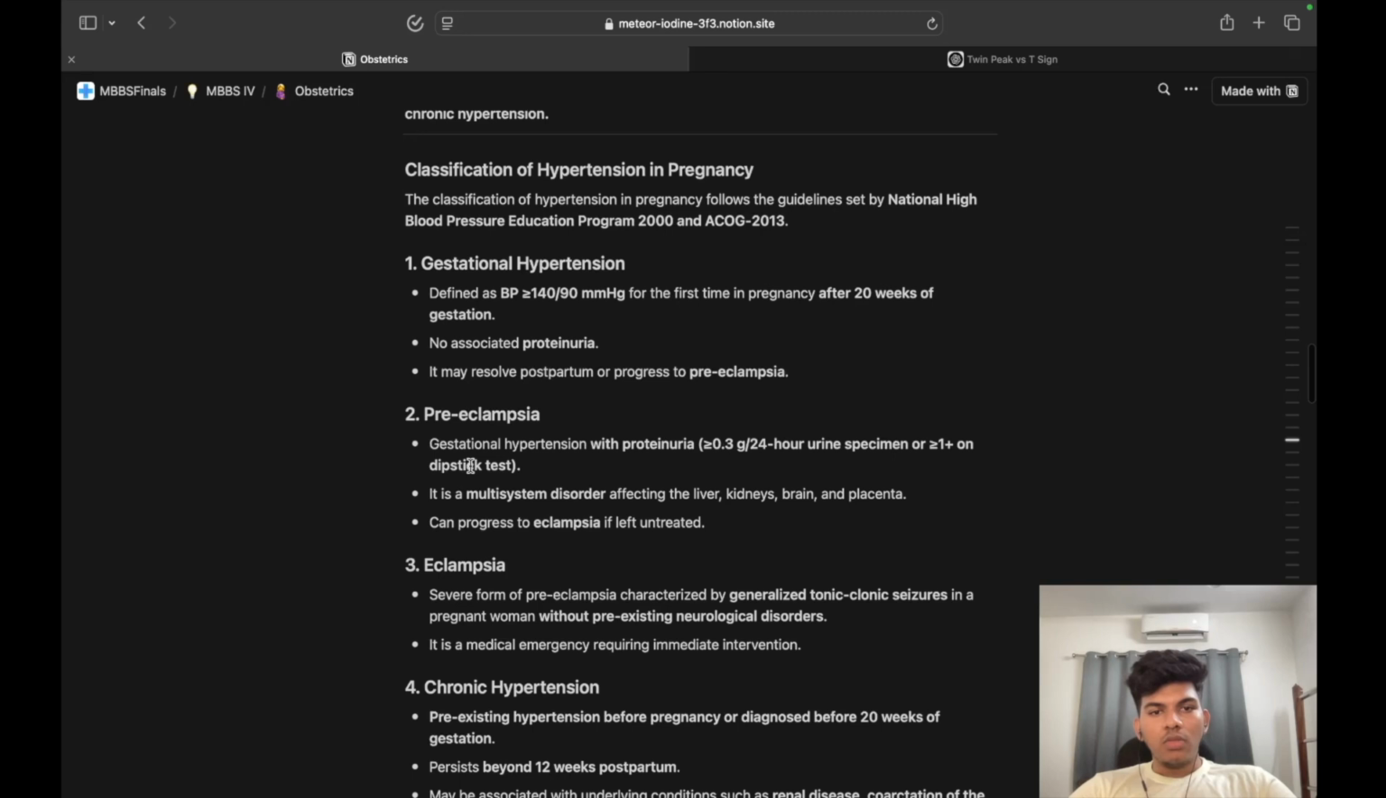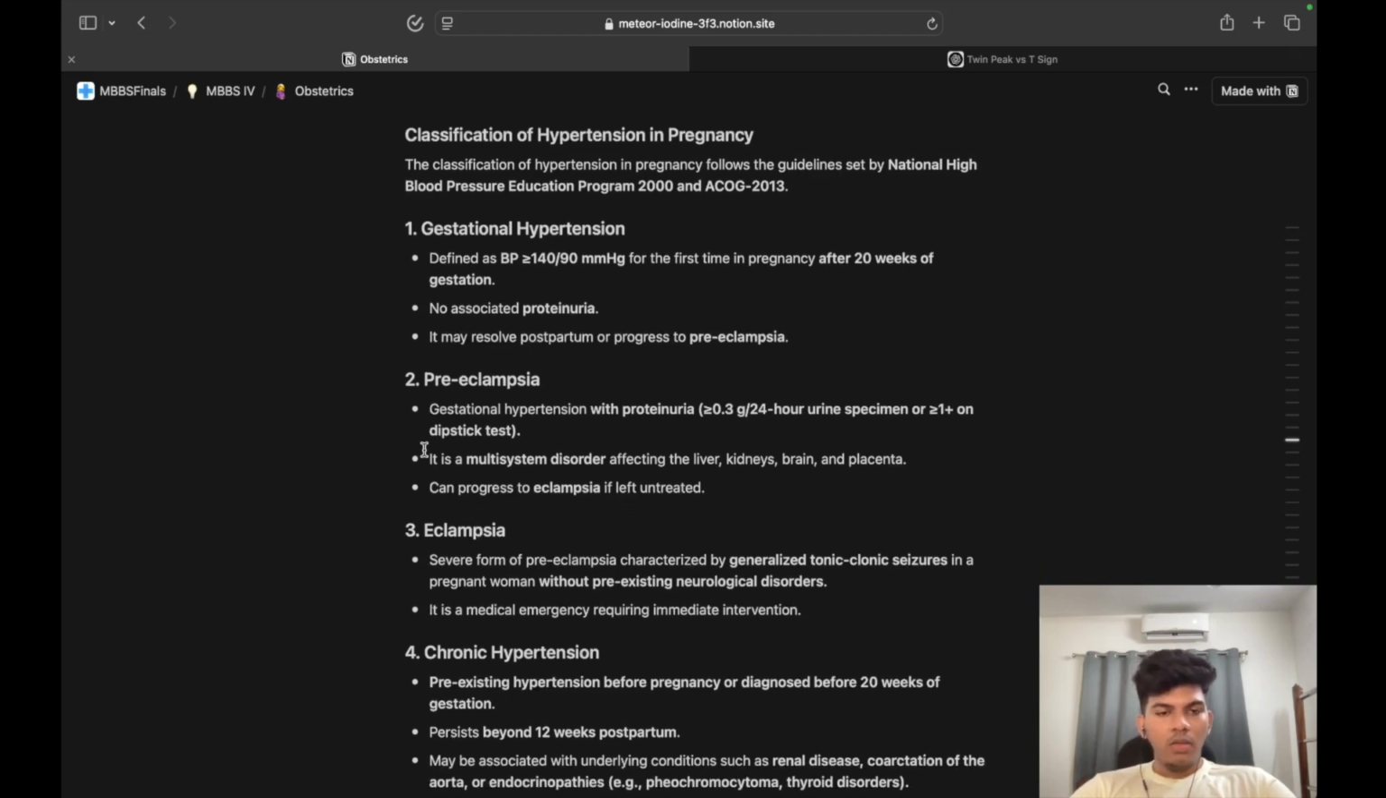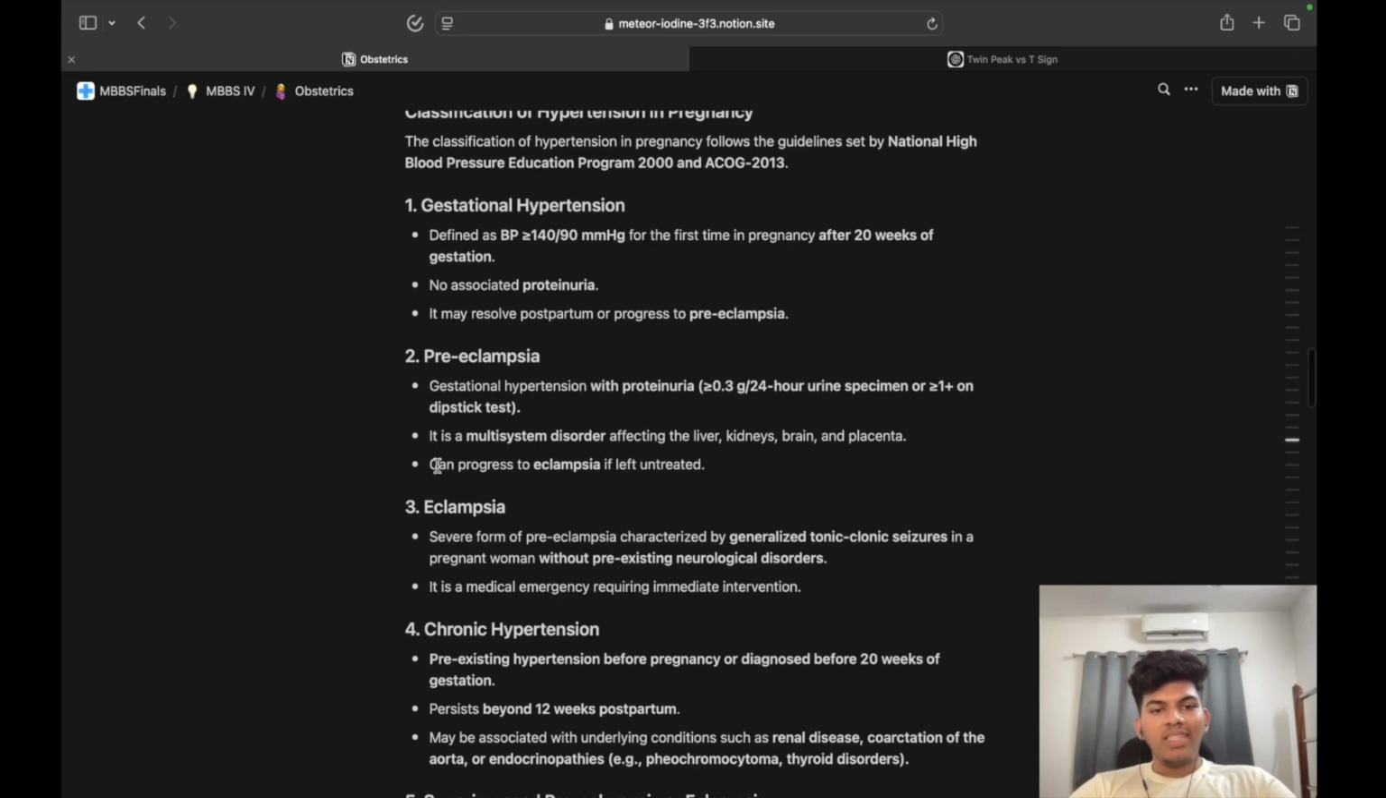Next one, preeclampsia. So, here they have mentioned it can progress to preeclampsia. So, what is it? Gestational hypertension with proteinuria, which is greater than 0.3 grams per 24 hours urine specimen, or greater than or equal to 1 plus on dipstick test. We have learnt about this earlier in the previous video, but still better to know it. It is a multisystem disorder affecting liver, kidneys, brain, and placenta, and it can progress to eclampsia if it is not treated. So, gestational hypertension, preeclampsia, then eclampsia.